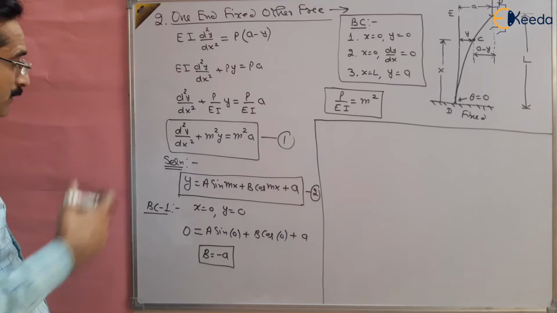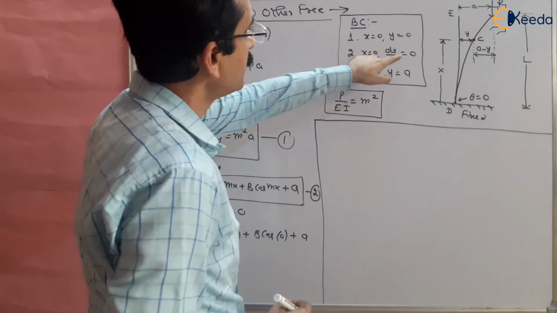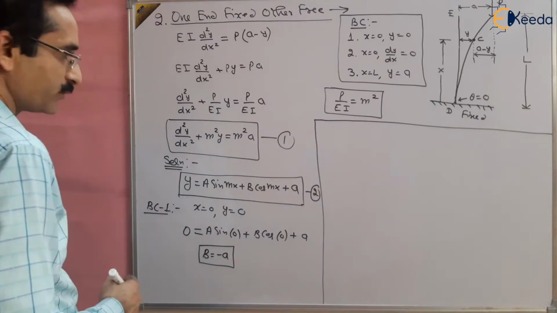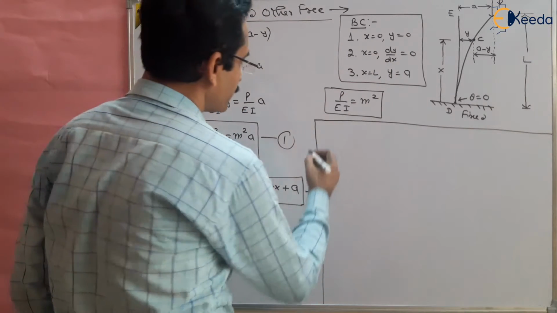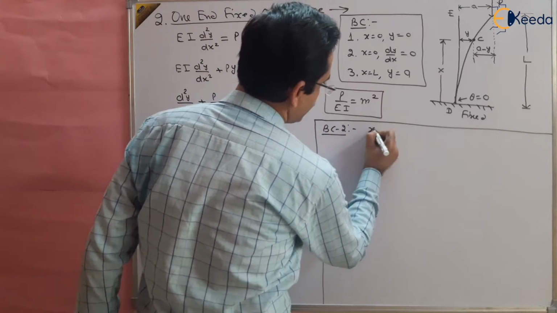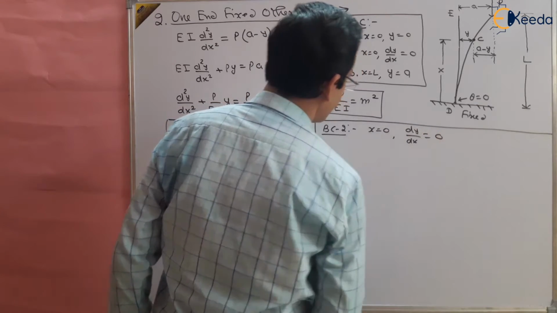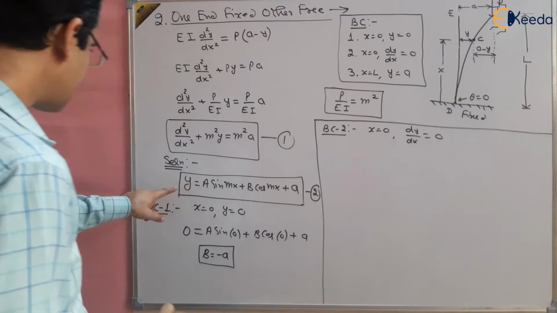Now what is the second boundary condition? That x is equal to 0, slope will be equal to 0. So at x equal to 0, slope will be equal to 0. So the second boundary condition is x equal to 0, dy by dx will be equal to 0. And what is dy by dx?